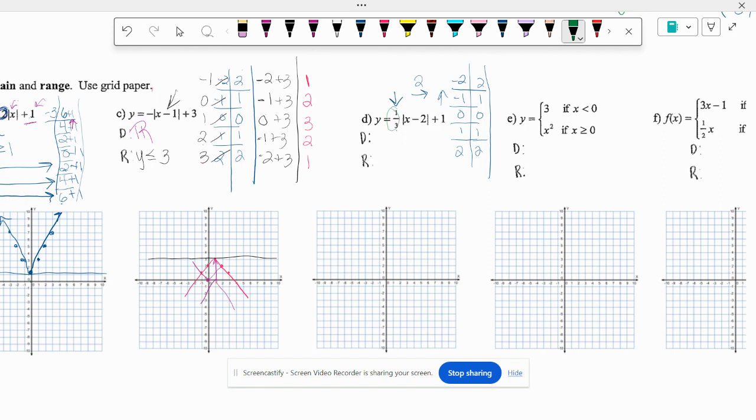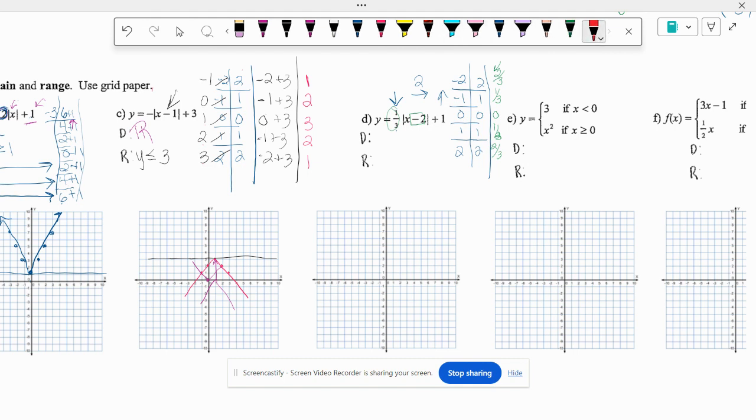Let's compress. So when x is -2, my output is typically 2. But 2 times 1/3 is 2/3. 1 times 1/3 is 1/3. 0 times 1/3 is 0. 1/3 and 2/3. I think I wrote 1/2 there. Sorry. Okay. So now this movement makes me move 2 units to the right.